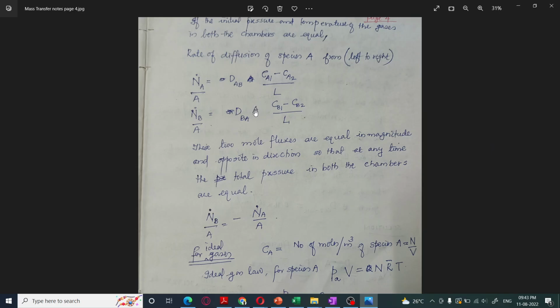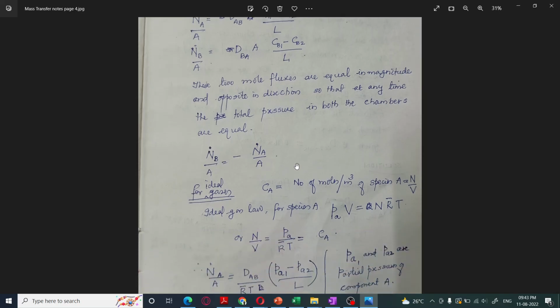Sorry, this area should not be there because we have already divided this with the area. It becomes Cb1 minus Cb2 divided by L, where Cb1 is the concentration at the left side and Cb2 is the concentration of the species B at the right side. But in the case of equimolar counter diffusion, we can see that N dot A divided by A and N dot B divided by A are the same in magnitude, so the mass flux or diffusion rate will be the same.